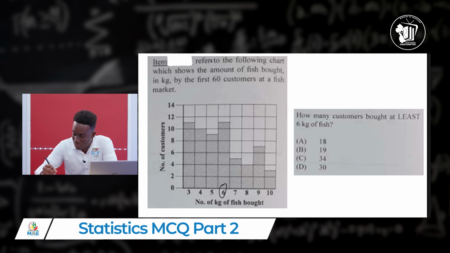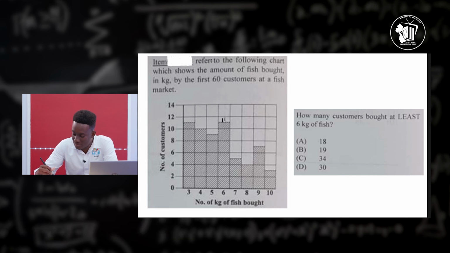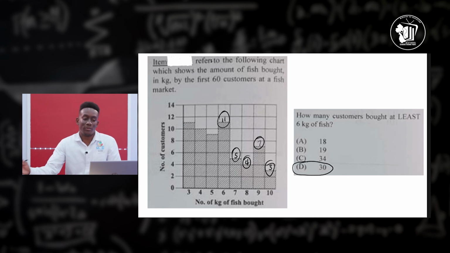So let's see how many customers bought 6 kg. So 6 is here. So we see 11 customers bought 6. How many bought 7? Let me see, 5 customers bought 7. And we see 4 customers bought 8. 7 customers bought 9. And we see 3 customers bought 10. So 11 plus 5 is 16. 16 plus 4 would be 20. 20 plus 7 would be 27. 27 plus 3 would be 30. So 30 customers bought at least 6 kg of fish from the market.